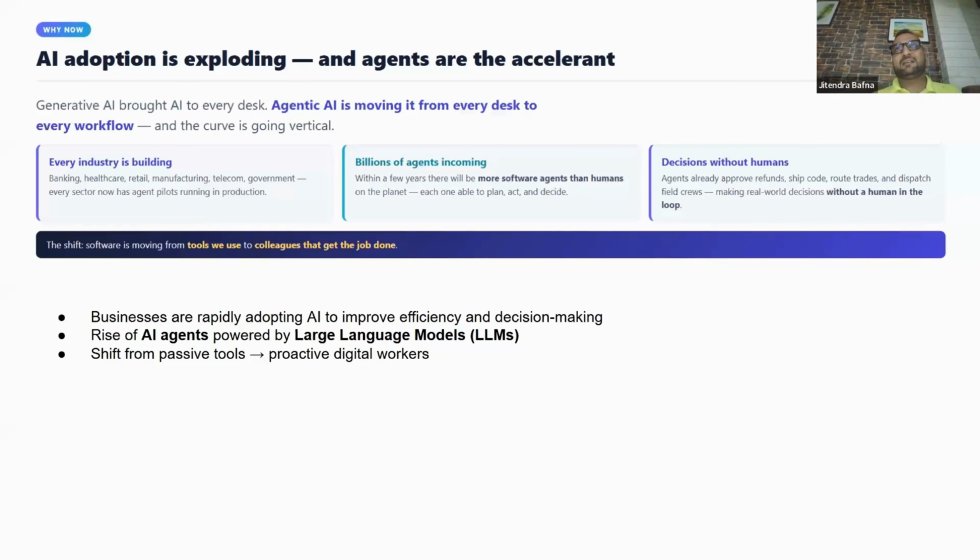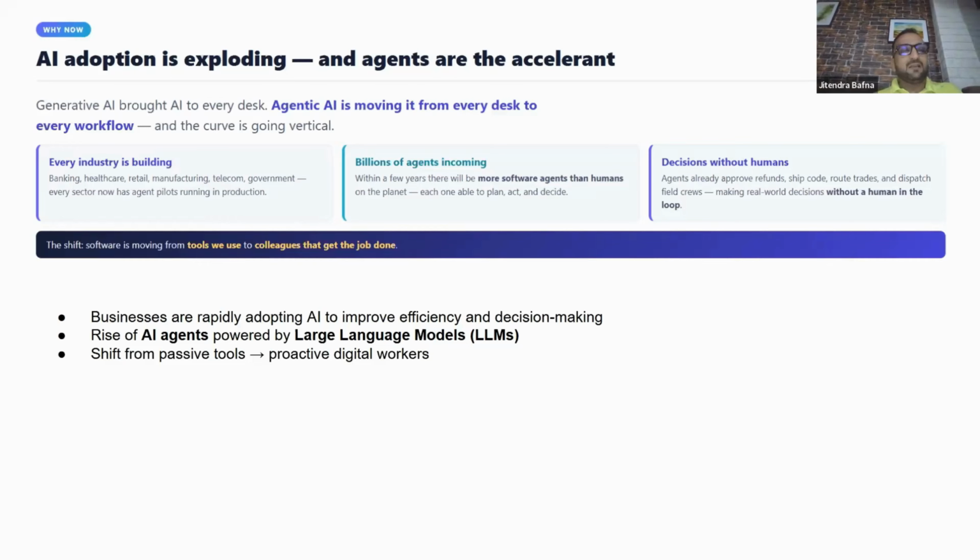In case of a critical task, where we need human intervention, we have to keep the human in the loop. Otherwise, for non-critical tasks, the agentic AI can take decisions itself. It can plan, it can execute, it can reason basically.